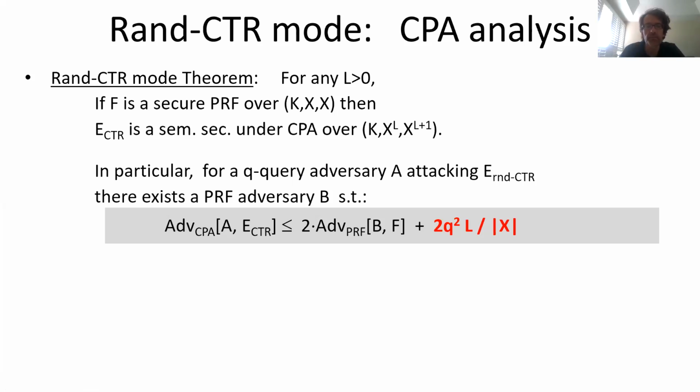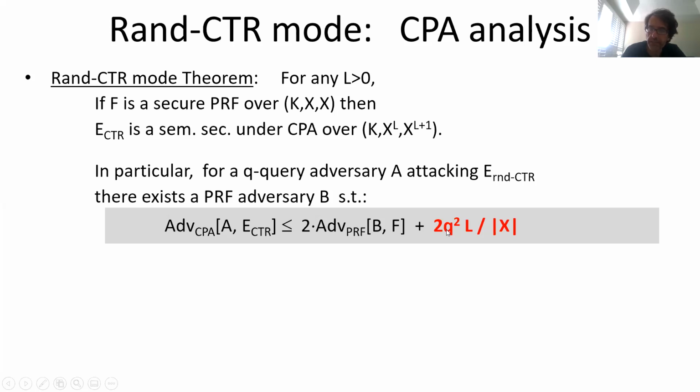So whatever advantage any attacker against this has, it must be at most the inherent bound on security of the PRF. However, there is an added factor. This factor is Q squared times the number of blocks in messages, divided by the block size.